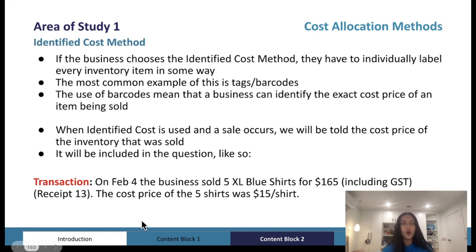So when we have an inventory question where the business is using the identified cost method, it's a little bit easier for you guys because the question will just straight up tell you the cost price of the item that is being sold, which is a lot easier for when you have to record in the inventory card.